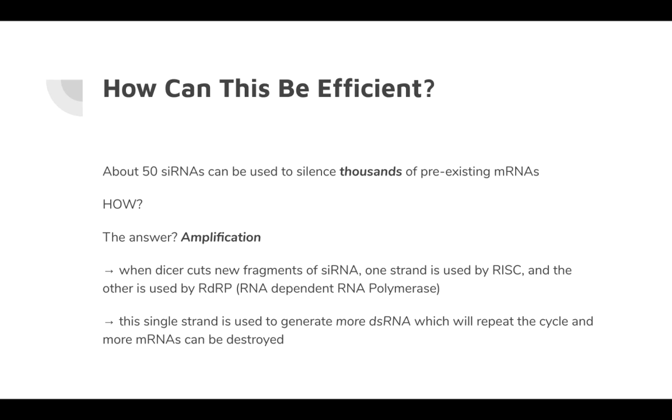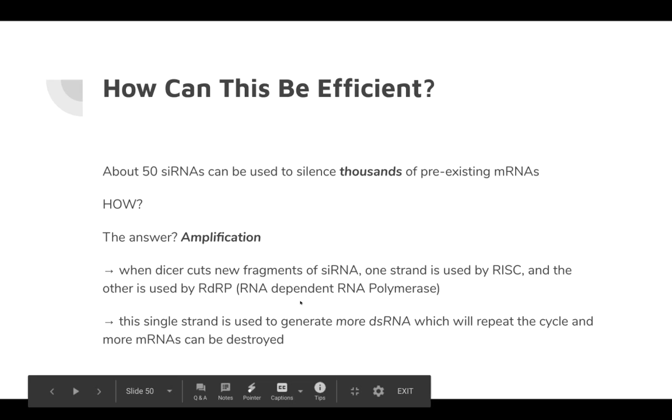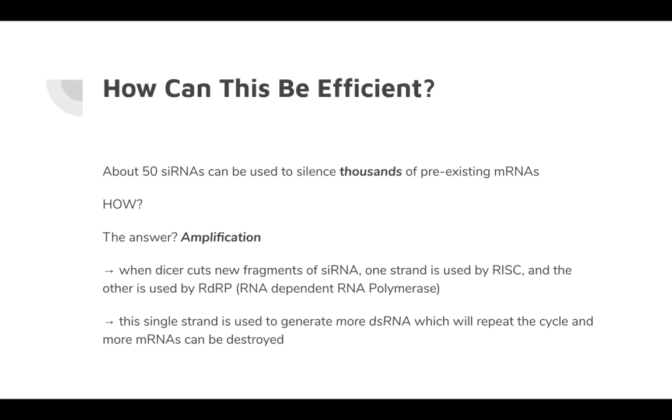When Dicer cuts new fragments of small interfering RNA, one strand is used by the RISC, and the other is used by RDRP. RDRP stands for RNA-dependent RNA polymerase. You can maybe guess what that does. RNA polymerase will synthesize new strands that are dependent on RNA. This is how we make more dsRNA. And therefore, you can repeat the cycle over and over, and more mRNAs can be destroyed. How fascinating is that?